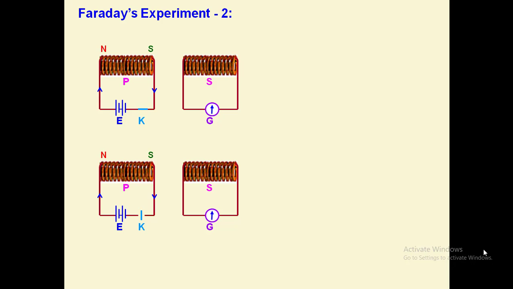But once the current becomes constant, there is no change in flux. That's why the galvanometer comes back to 0, so no current will be there. In the same way, when you open the key, the current goes to 0 from the maximum value. So there is a change in current. Whenever the current changes, the magnetic field produced by it will also change. As a result, the field lines linked with the coil will also change. That means flux changes. Therefore, there is again an induced current.